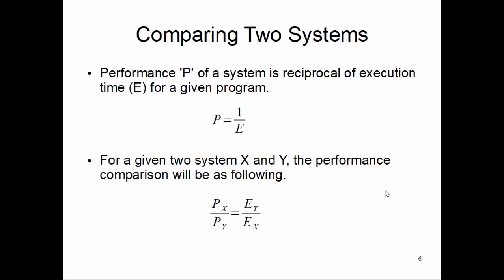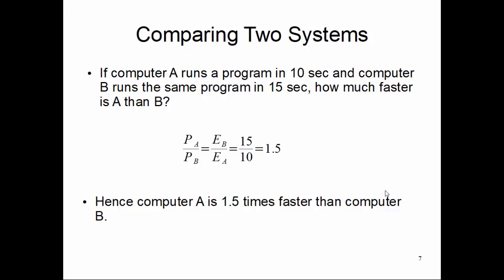Now with this respect, let's do some problem, very simple one to start with. The problem says, if computer A runs a program in 10 seconds and computer B runs the same program in 15 seconds, how much faster is A than B? So we are trying to compare performance of A with respect to performance of B. So we take the ratio of performance A to performance B, which is execution time in B by execution time in A, which from the problem is 15 seconds by 10 seconds, so it is 1.5. So machine A is 1.5 times faster than machine B.